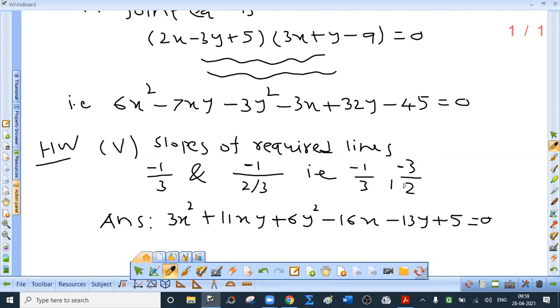So the slopes of the two required lines will be what? I mean minus 1 by 3 and minus 3 by 2. Now both lines pass through minus 1, 2. Obtain separate equations. This is the answer for joint equation.